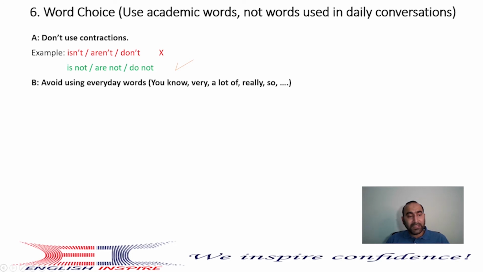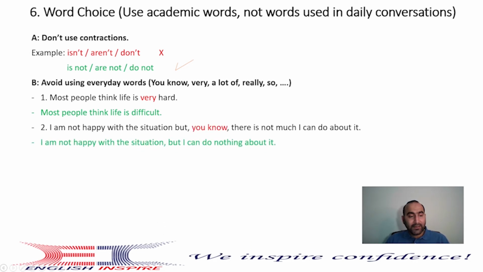The second point here in this category, try to avoid using everyday words, such as you know, very, a lot of, really, so. Let's have examples here. Number 1, most people think life is very hard. So again, we will try to avoid using the word very here. So how can we change the word very? You can just say, most people think life is difficult. This is academic writing. The second example, I'm not happy with the situation, but you know there is not much I can do about it.